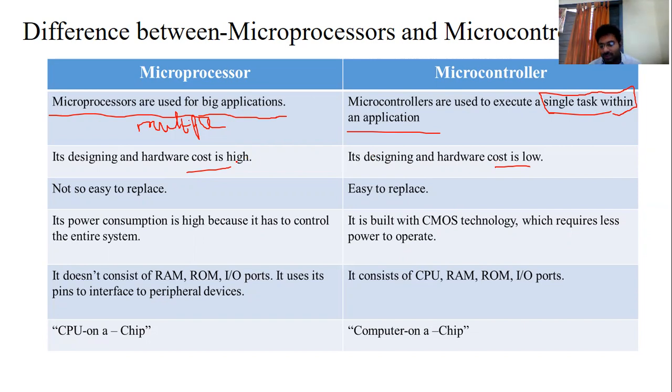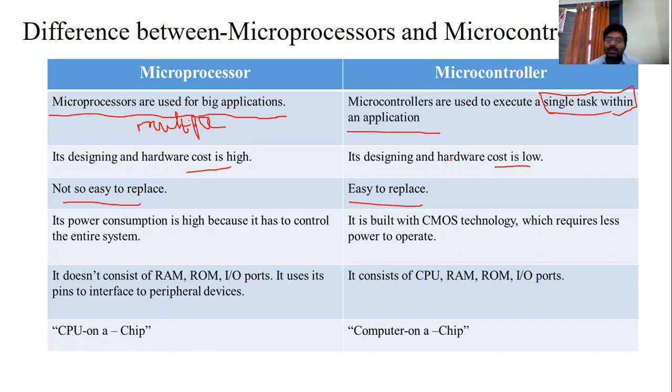In present days you have the Intel i3, i4, i5 processors. Then an i7 processor costs nearly 15 to 20,000 for one microprocessor. But what is the cost of a microcontroller? It starts below the 100 rupees range. So it is easily replaceable because of the low cost.